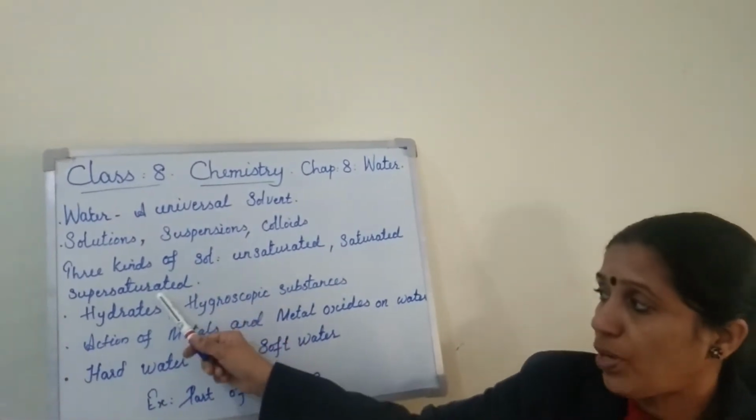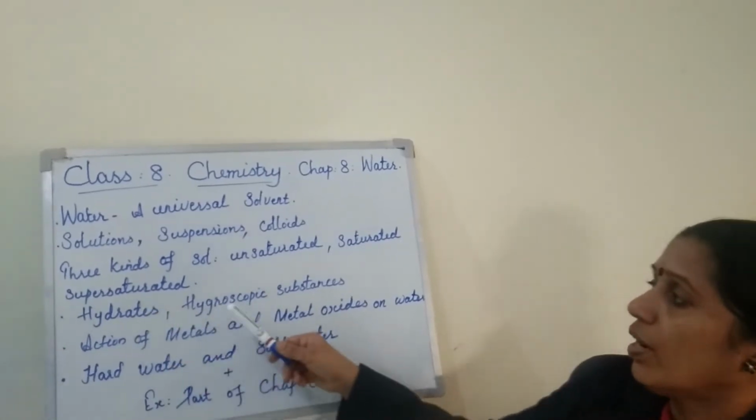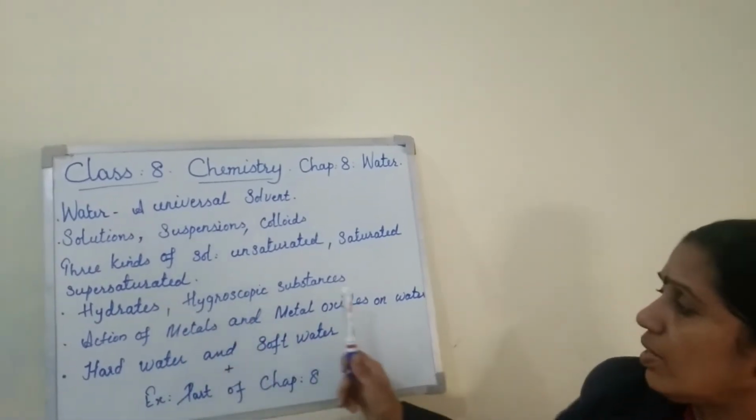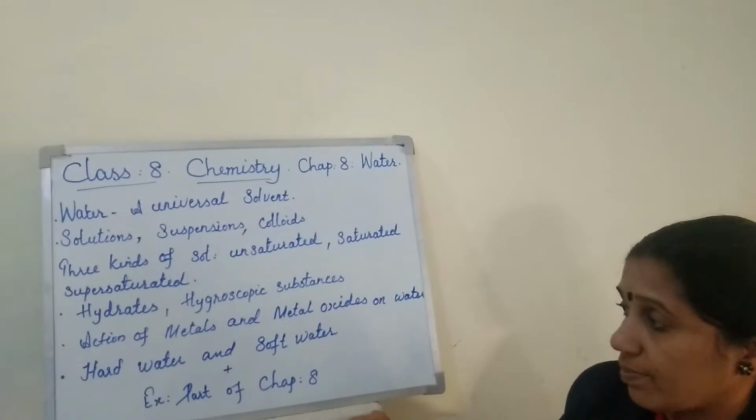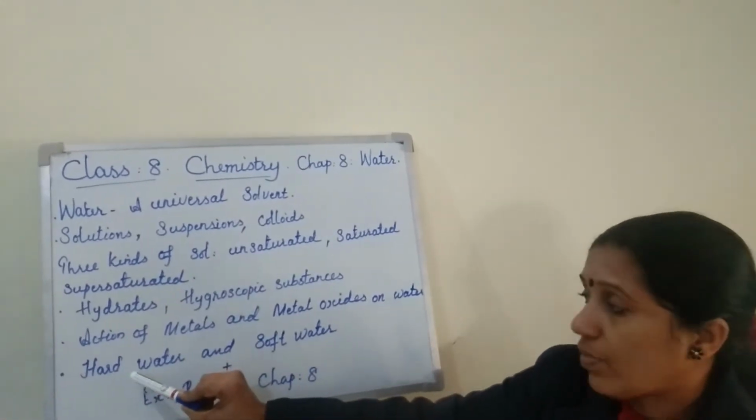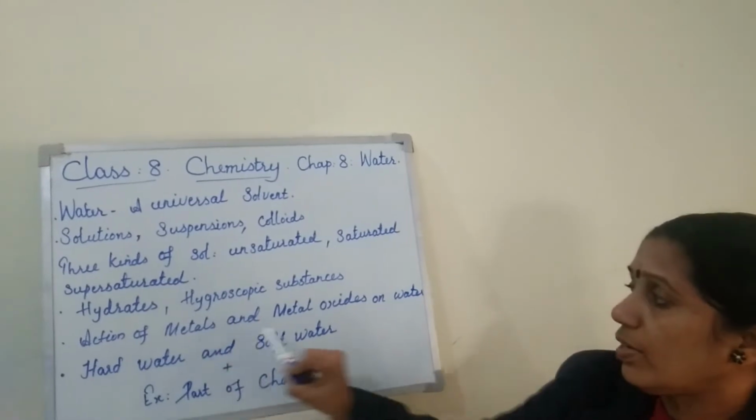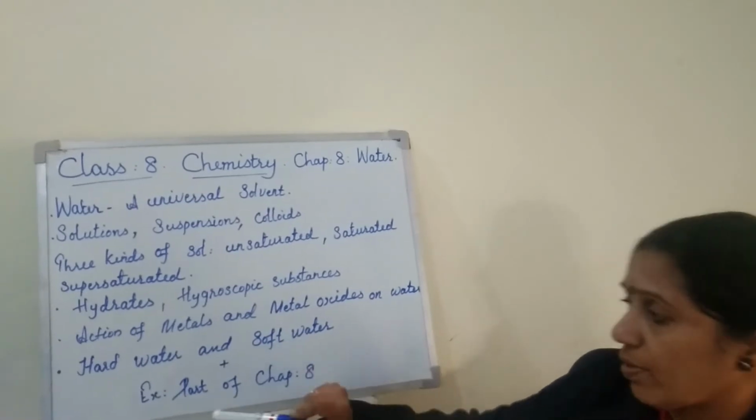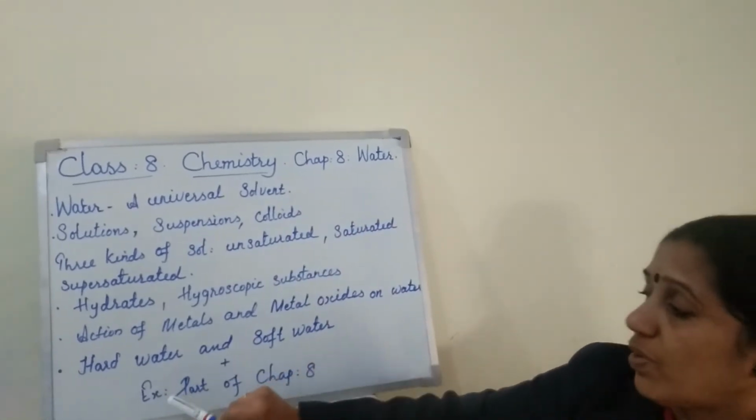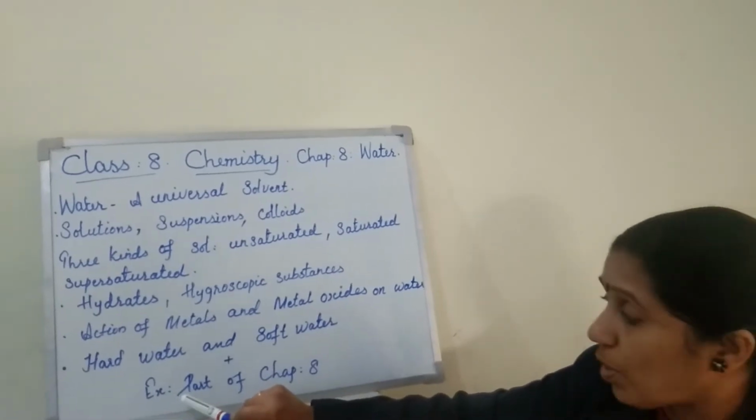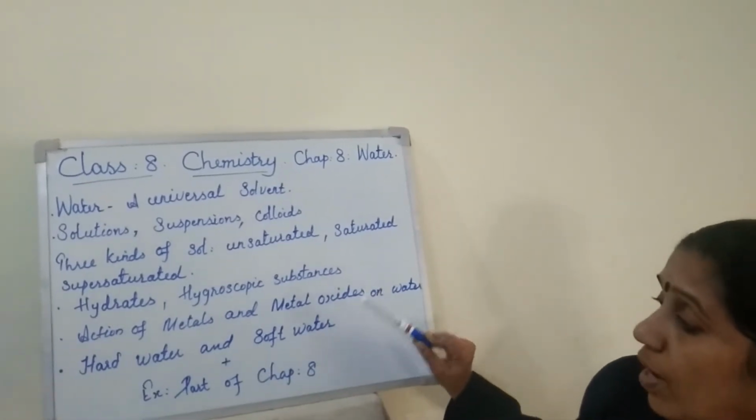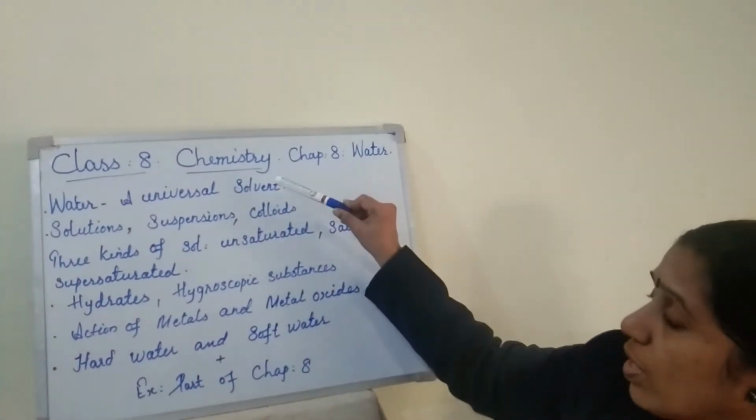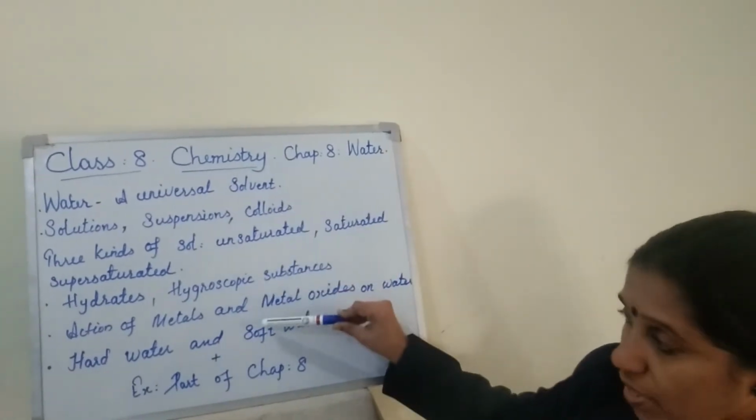Then the next topics are hydrates, hygroscopic substances, and the action of metals and metal oxides on water. Then the last topic is hard water and soft water. What is the difference between hard water and soft water? And at the end of this chapter, we will revise the exercise part of the chapter that is already uploaded in the group or in Teams. So now we are going to revise all these topics again.